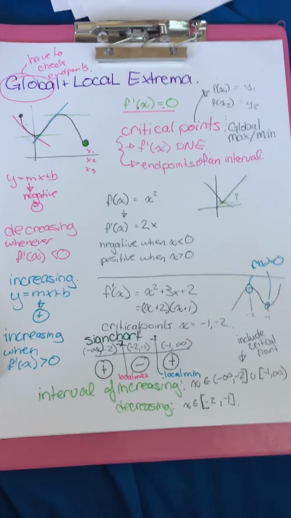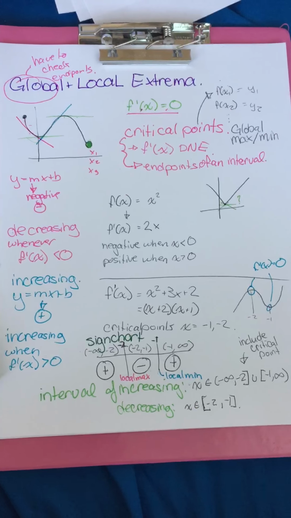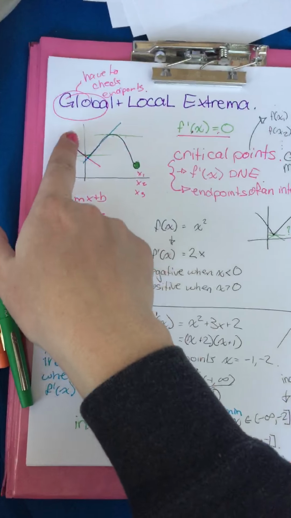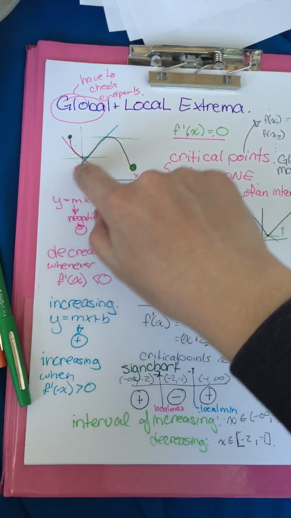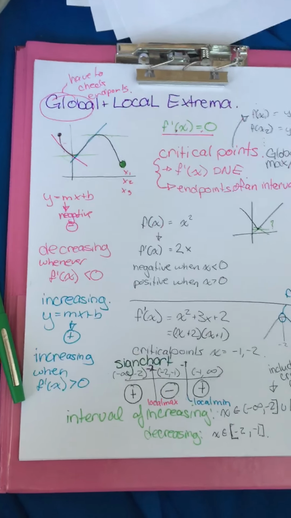Next time we're going to be covering things to do with concavity. So that's basically determining if it's kind of swooping up like this. This is concave up and this one's concave down. We'll talk about that next time.